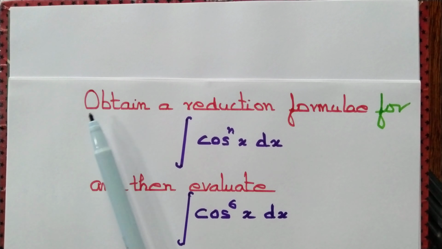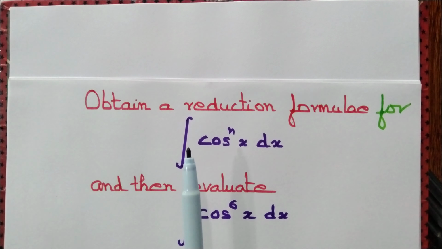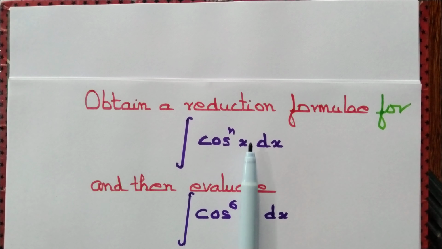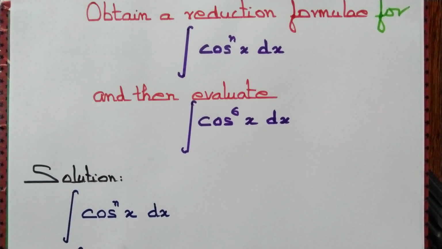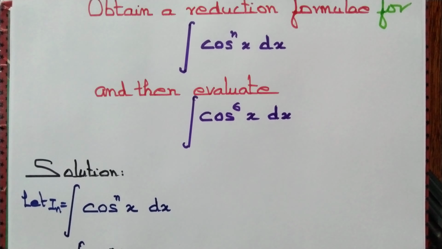In this video, we obtain our reduction formula for the integral of cos to the power n x dx and then evaluate the integral of cos to the power 6x dx. Let's do it. We assume the integral of cos to the power n x dx to be equal to I_n. So let the integral of cos to the power n x dx equal I_n.